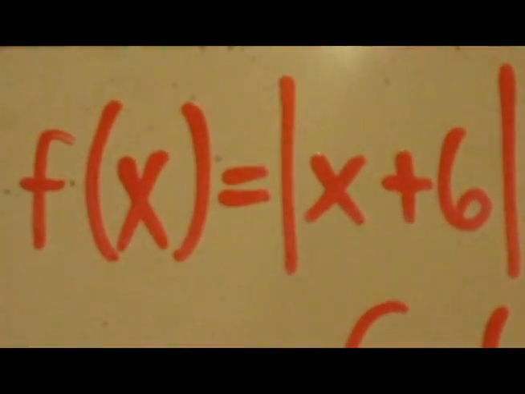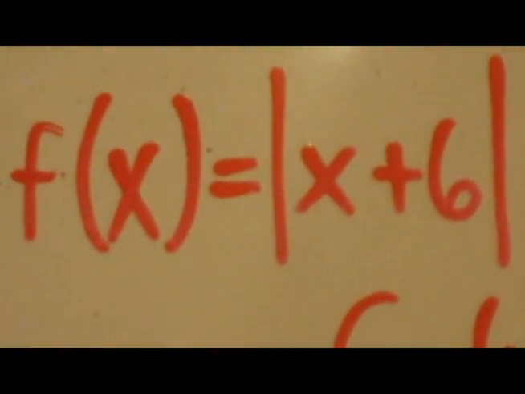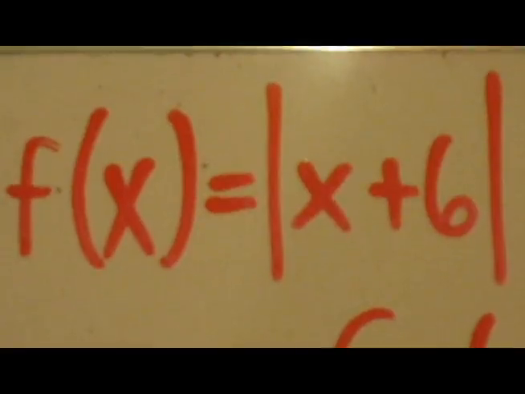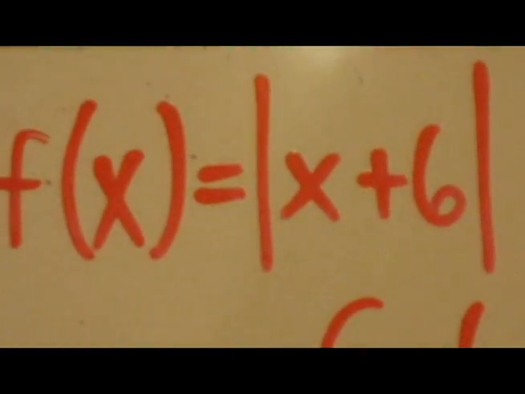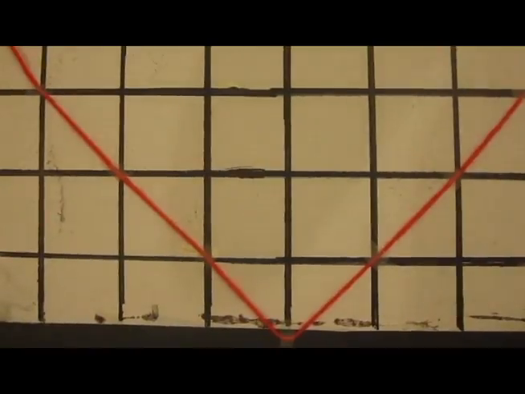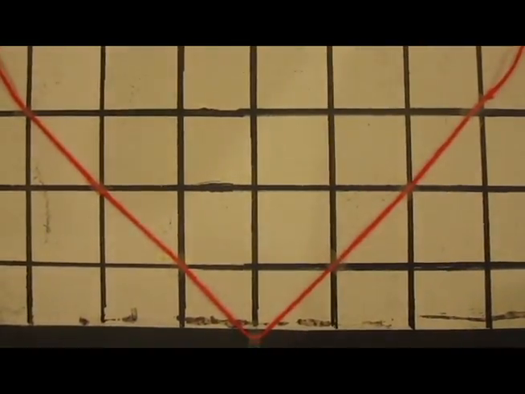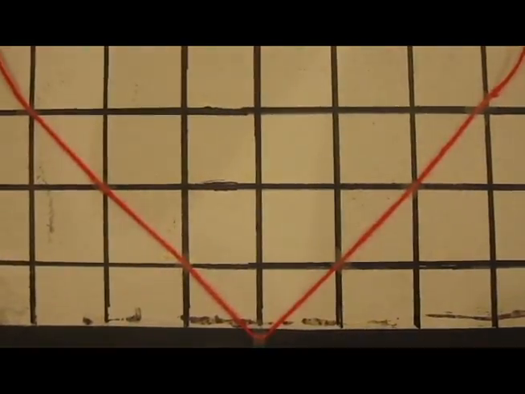Since the given example has a positive number inside the absolute value, we have to shift the graph 6 units to the left. What if you ask why? So from the origin, we move 6 units to the left. This becomes the graph for the absolute value of x plus 6.